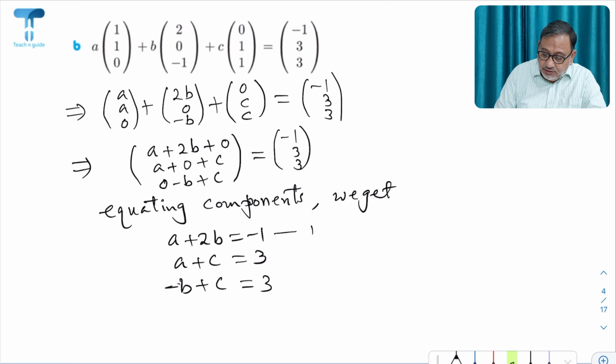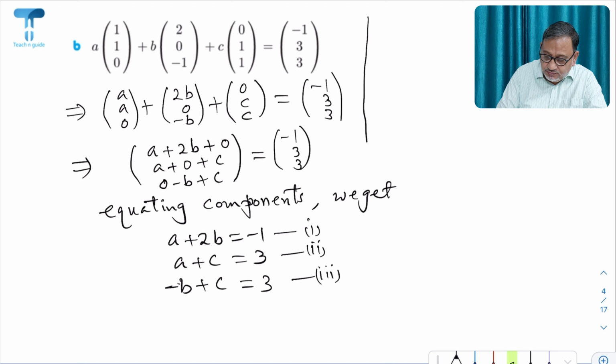Okay, let me label them as 1, 2, and 3. I'll do the rest of the part here. Let me create a space here.